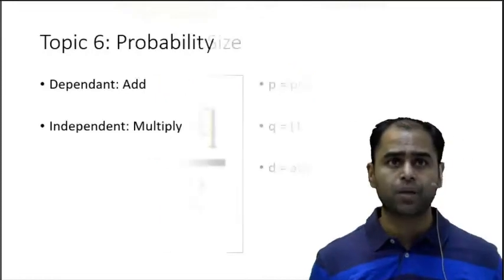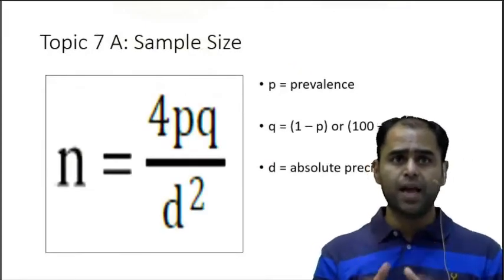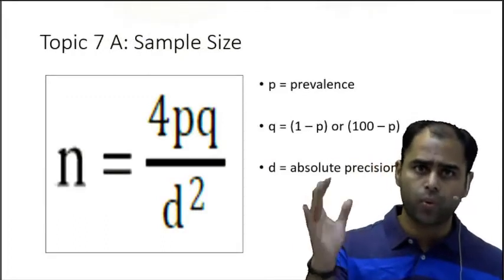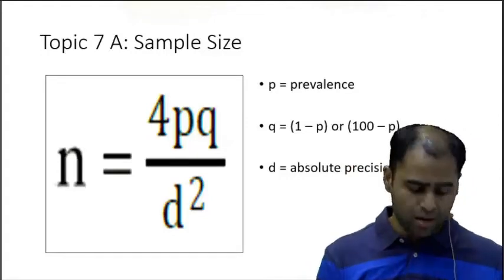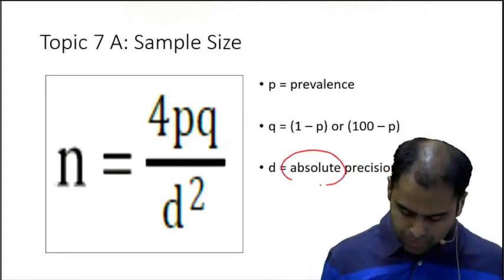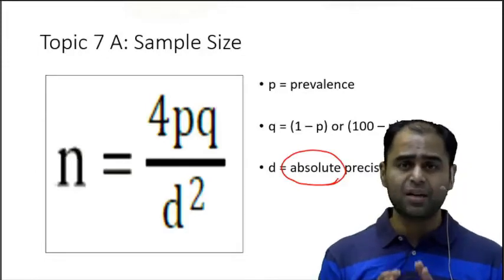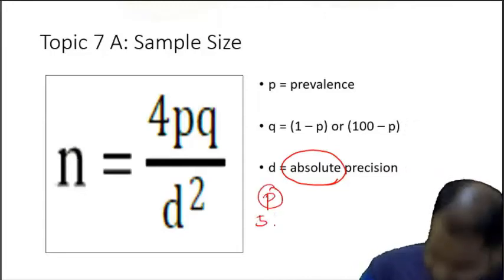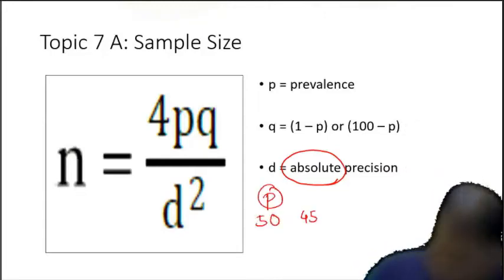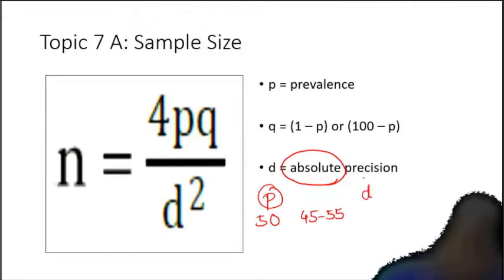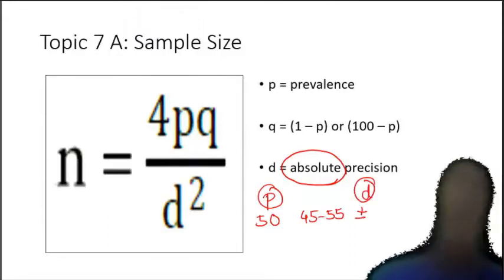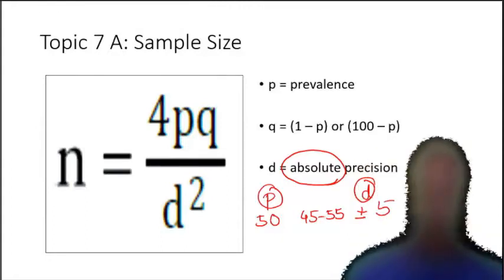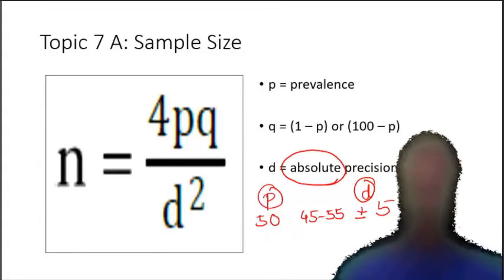Yes, done? Okay. Topic 7a, sample size. N is equal to 4PQ by D square. Yes. Now this D refers to absolute precision. Now examiner generally gives you a range. Suppose I say the prevalence is 50 and the range is 45 to 55. How much is the D? Remember, D is plus or minus, that is, it is equidistant. Yes, it is plus or minus 5. Yes?